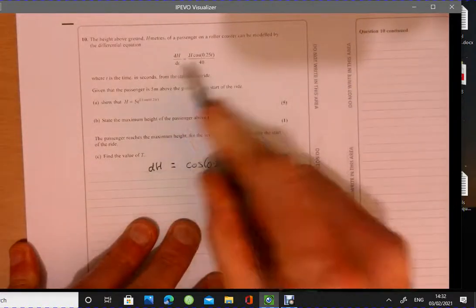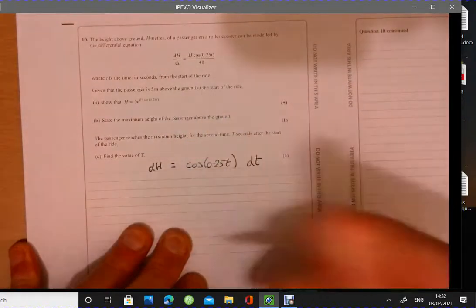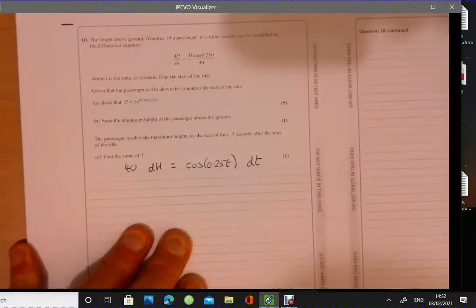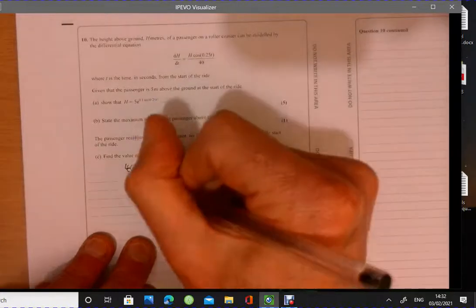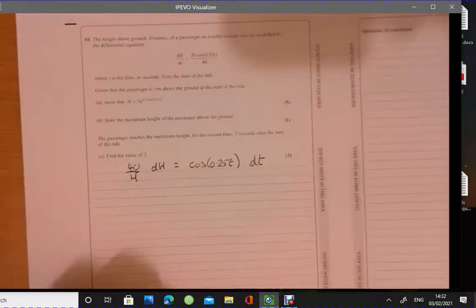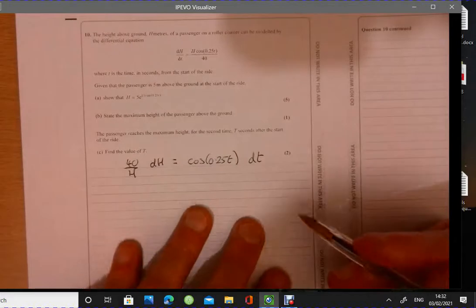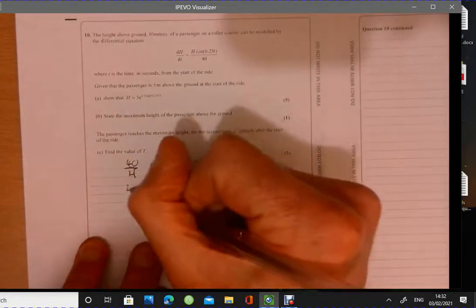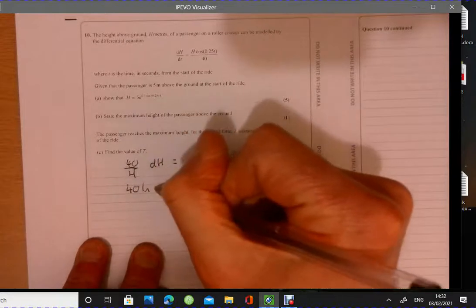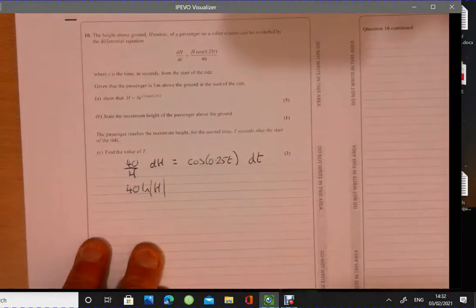So I've just put that dt up over here. Let's bring the 40 up over there. Kind of makes sense to have it there, I suppose. So it could stay here, and divide through. Right, okay. This is just telling me to integrate, isn't it? If I integrate this, it gives me 40 ln h there.